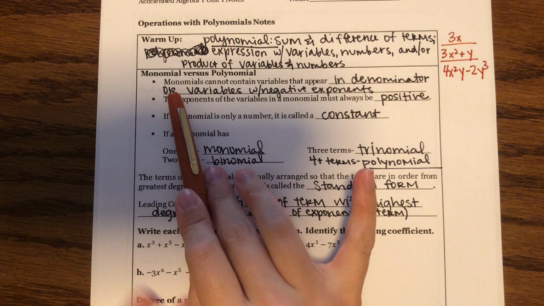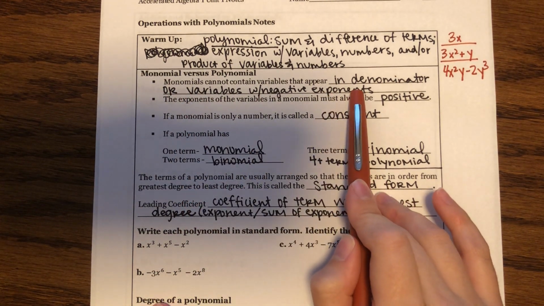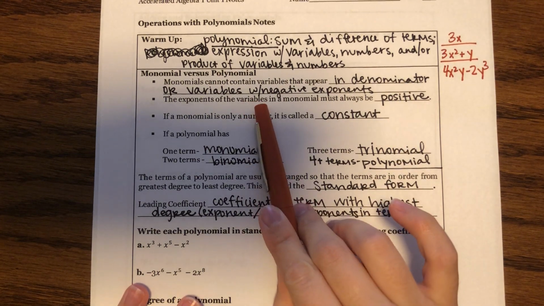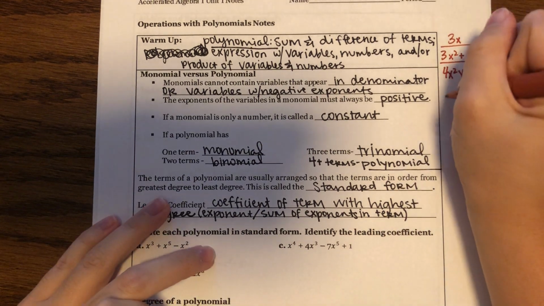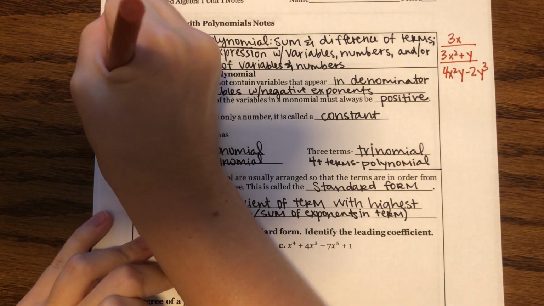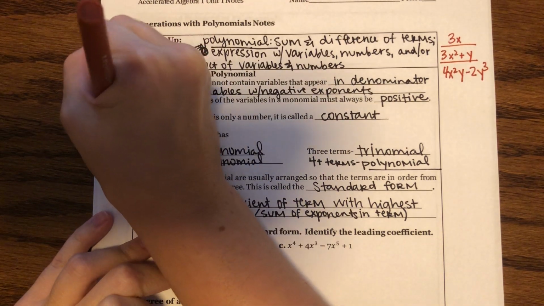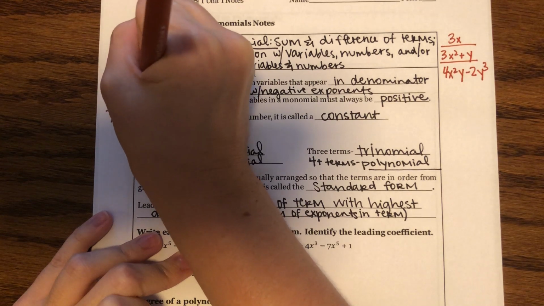And we can have a monomial. A monomial cannot contain variables that appear in the denominator, or a variable with a negative exponent, so the exponents have to be positive. Okay, so for a monomial, 4x squared is good, but 4 over x squared, or 4 times x to the negative 2, is bad.